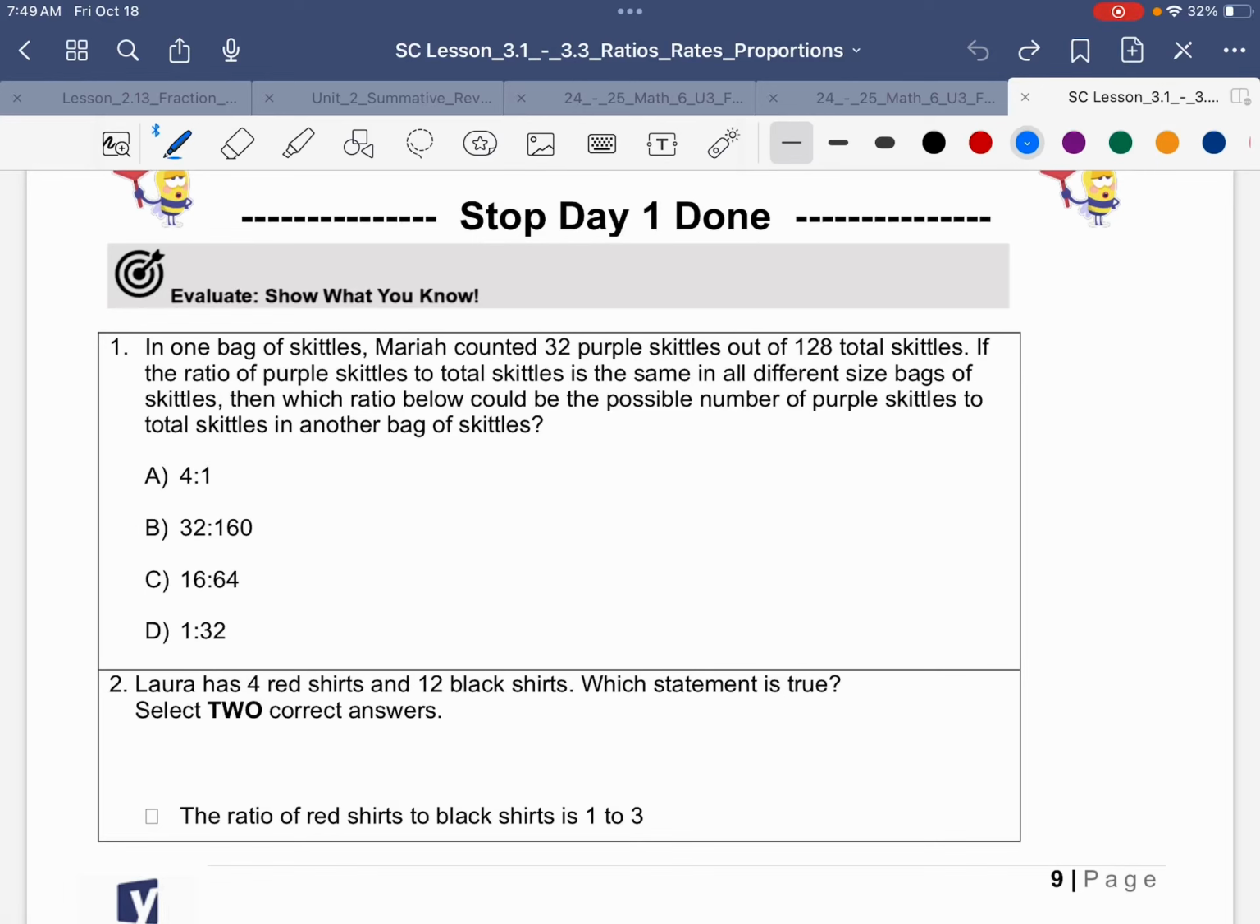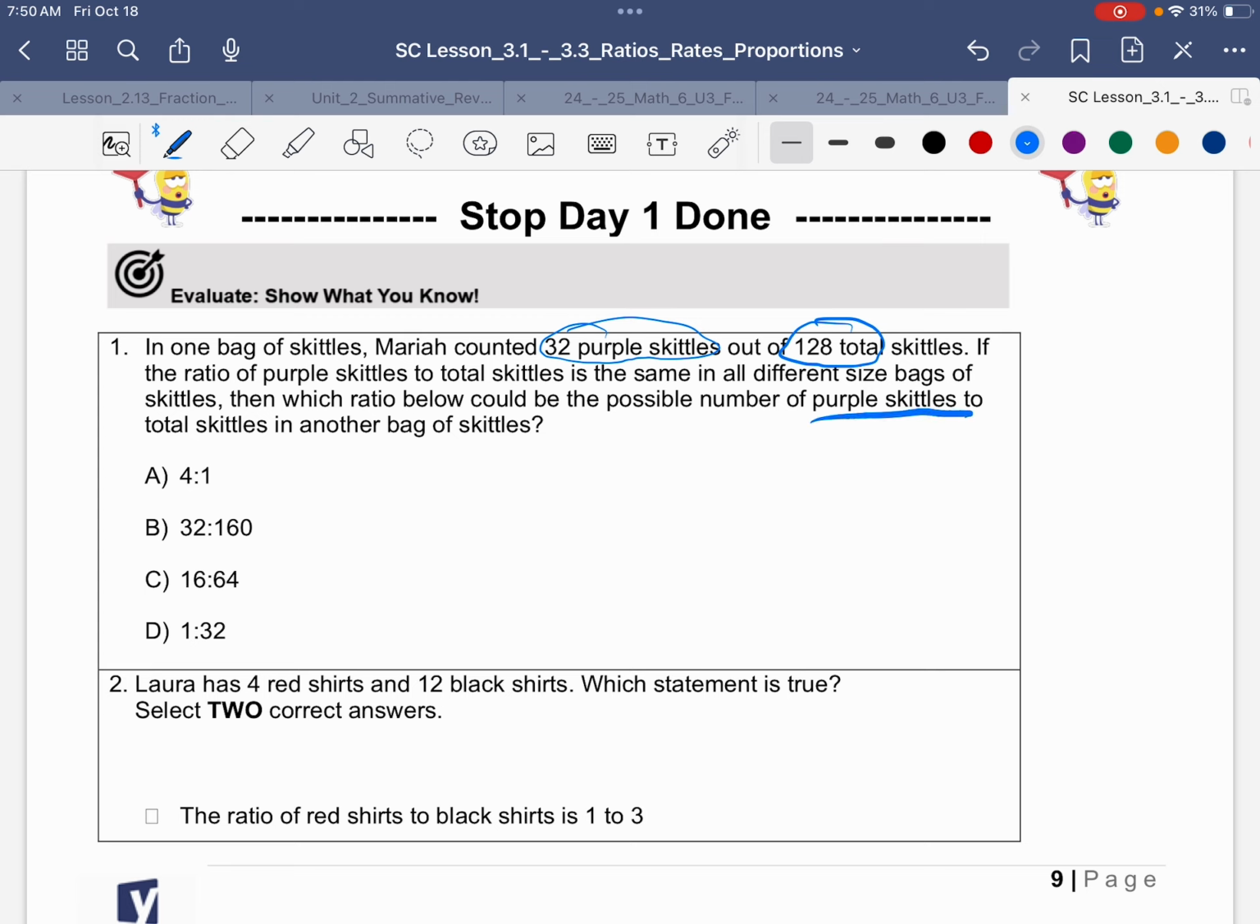All right, we're gonna work through these evaluates real quick. In one bag of Skittles, Mariah counted 32 purple Skittles out of the 128 total Skittles. If the ratio of purple Skittles to total Skittles is the same in all different size bags of Skittles, then which ratio could be the possible number of purple Skittles to total Skittles in another bag?